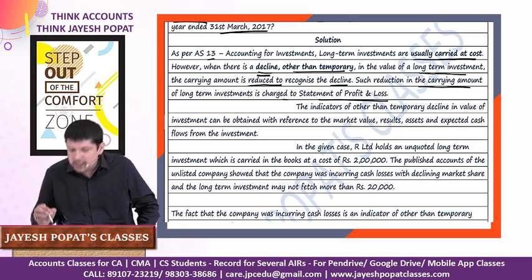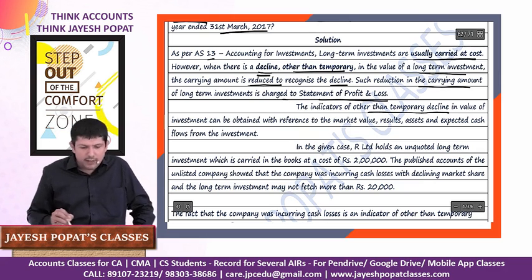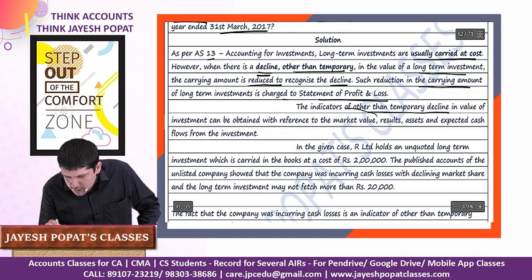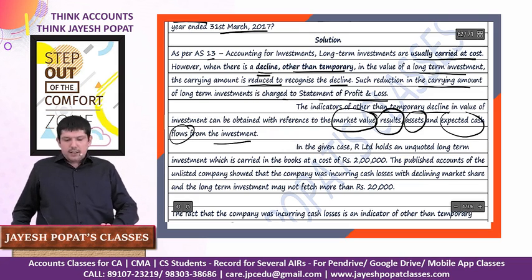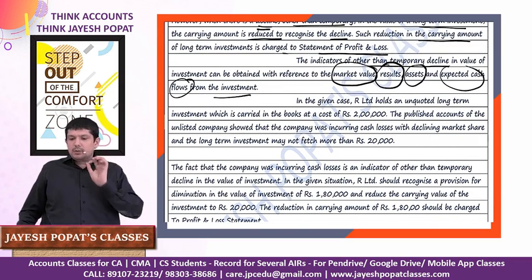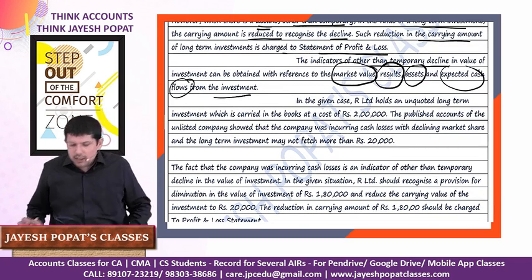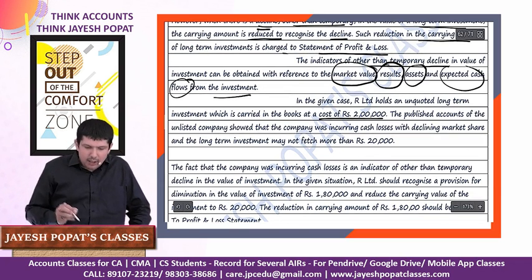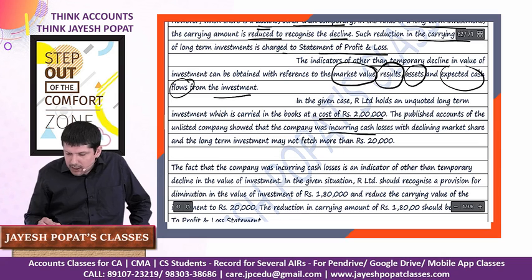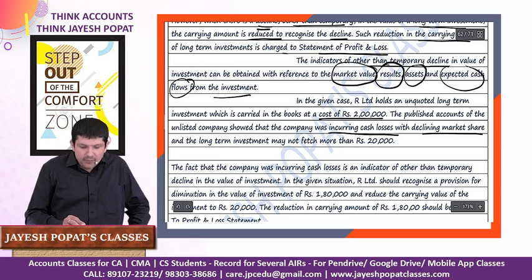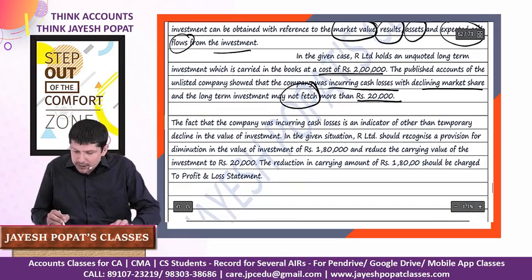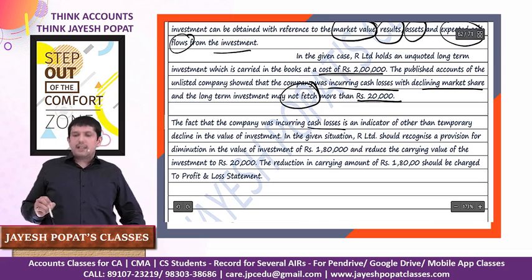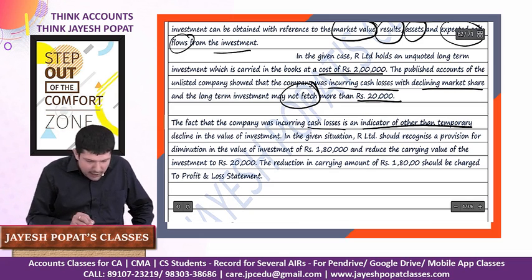Then the standard says that the indicator of other than temporary decline in the value of investment can be obtained with respect to market value of the investments, the performance or the results, the asset, the expected cash flows from the investment, right? So we are saying in the given case, R Limited holds an unquoted long-term investment which is carried in the books at cost. The published account of the unlisted company shows that the company is incurring cash losses with decline in market share, and the long-term investment may not fetch more than 20,000. The fact that the company is incurring cash losses and there is a reduction in the market share is an indicator of other than temporary, right?